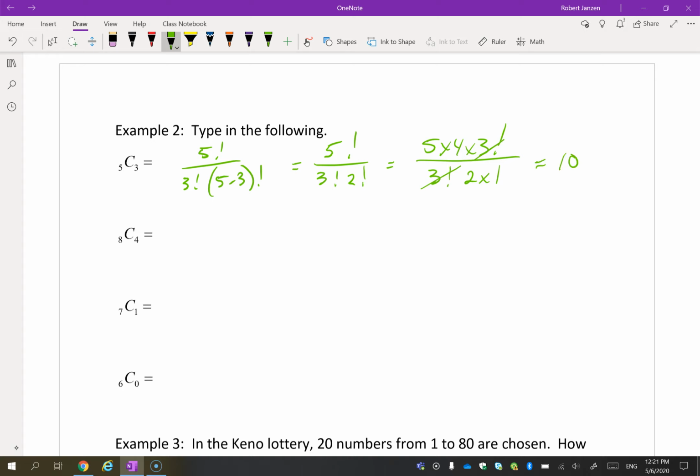Okay, if you want to try your calculator, see if you can find that button. It should be very close to the nCr button. So 8 choose 4, you can do it 70 times. How many ways can you choose 1 from 7? 7. How many ways can you choose 0 from 6? 1.